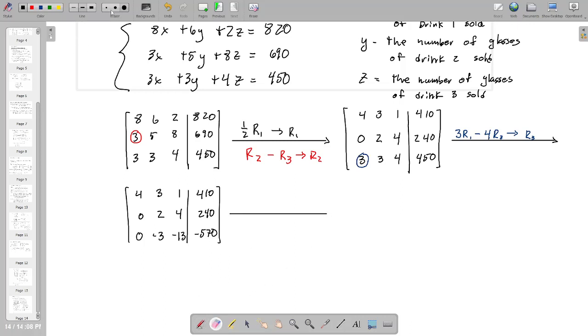I just noticed also that row 2 is all divisible by 2, so I'm going to go ahead and divide that by 2. Notice here we have a 2, a 4, and a 240, so I'm going to do 1/2 row 2, replace row 2. We get 0, 1, 2, 120. That will make our next step easier in order to eliminate this 3 and this 3.